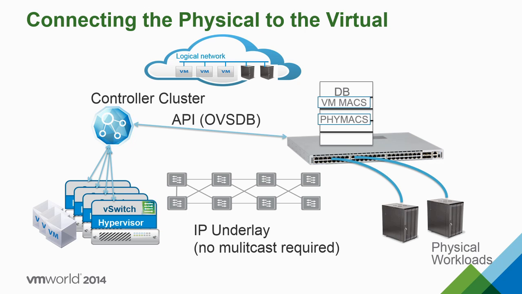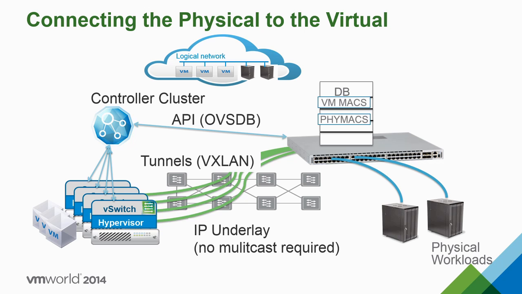And eventually, a bunch more information goes back and forth, and tunnels can be built between the physical switch and the hypervisors. These are VXLAN tunnels. And at this point, we can now forward traffic from the physical host to the virtual machine and vice versa, meeting the requirements of the virtual topology that was created through the northbound API. This is something that we actually announced at VMworld a year ago. So we've been working on it quite a lot since then.